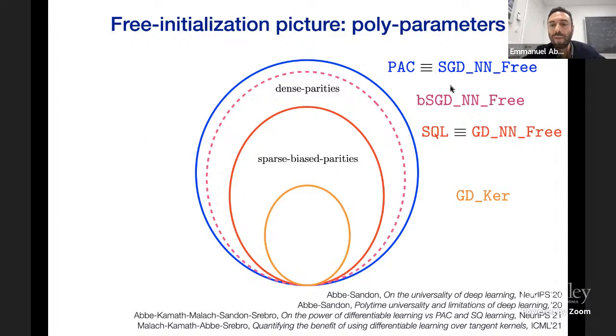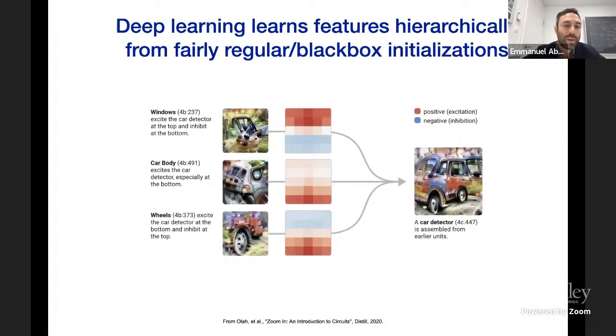The fact that the answer is yes, SGD with free nets can get PAC, is nice to know. It allows you to dream. But the actual solution of how we get there doesn't seem to explain much about how real neural networks are learning. What's missing in this picture is that in many applications, the neural nets don't try to do what we do in those papers, which is emulate other algorithms. They actually manage to learn features hierarchically from an initialization that is fairly black box, that doesn't encode too much about the problem at hand.